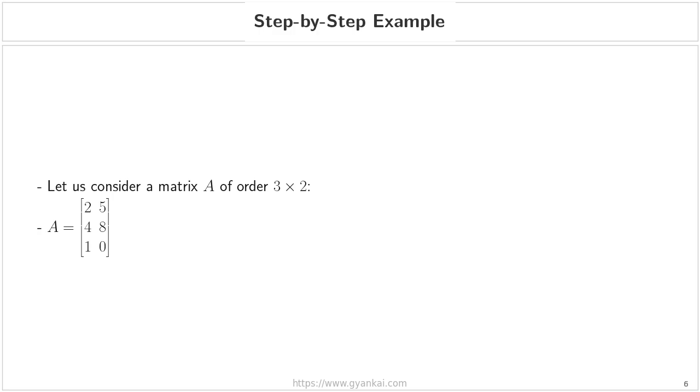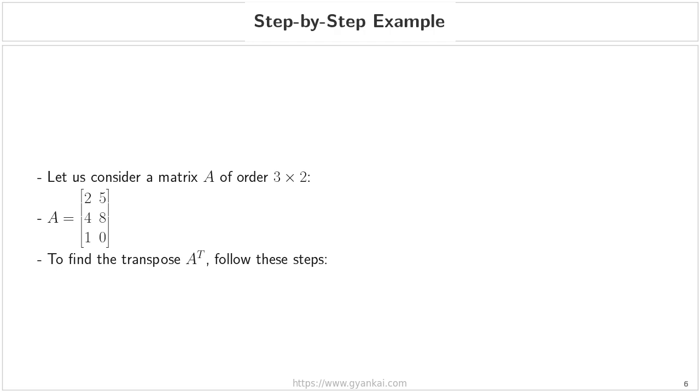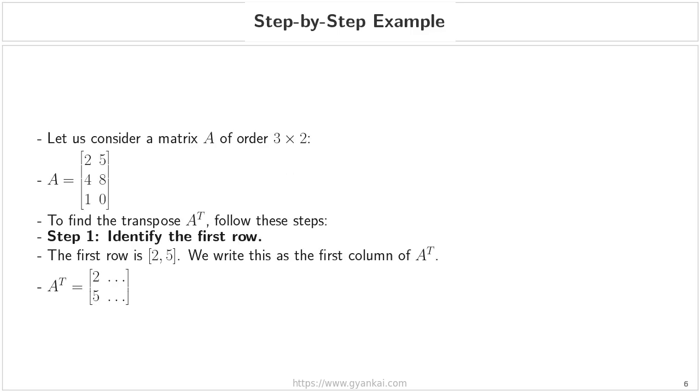The elements are arranged as follows. The first row contains 2 and 5, the second row contains 4 and 8, and the third row contains 1 and 0. To find the transpose of this matrix, which we denote as A transpose, we will follow a systematic step-by-step approach. Step 1. We identify the first row of matrix A.